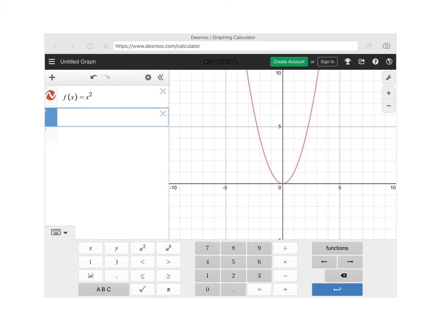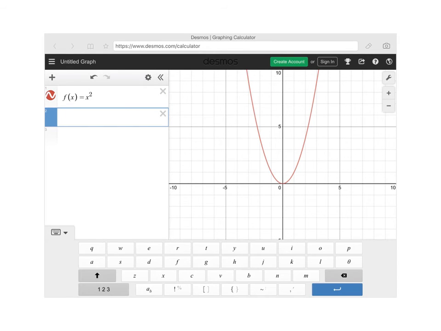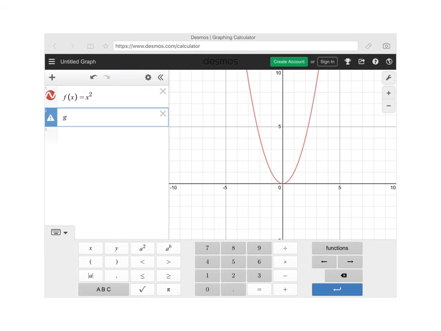Okay, and then I'm going to add my g of x. So it says g of x is equal to negative, where's my negative sign? Negative, parentheses, x divided by 4, parentheses, nope. Okay, hang on, where's my back? And then I need my arrow, there it is. Okay, squared.